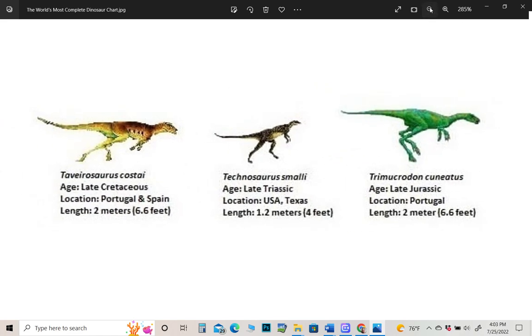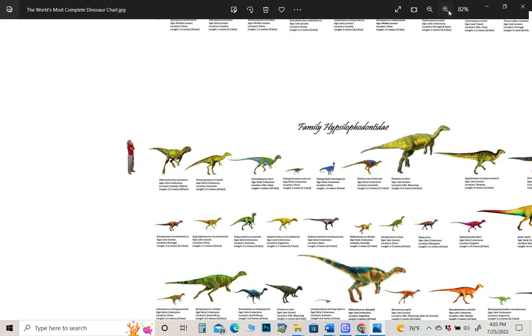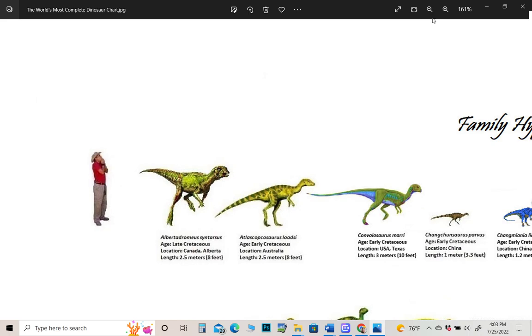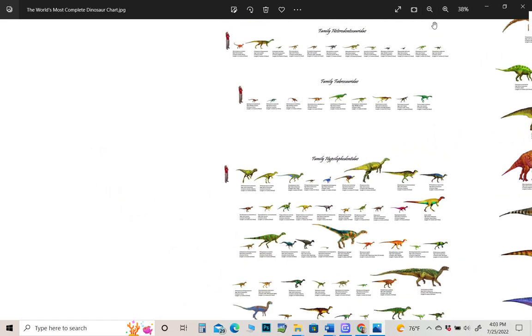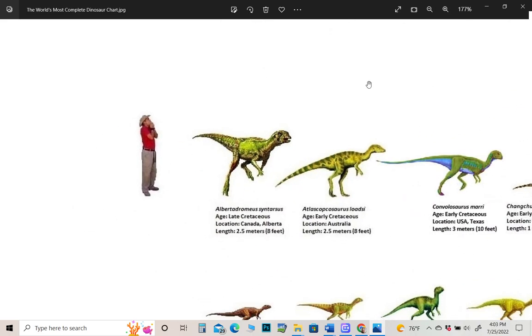Trimucrodon, and then we have the Hypsilophodonts, which are actually a grouping of 3 different families of kind of basal ornithopods: the Hypsilophodonts, the Parksosaurs, and the Dryosaurs, which merged into the Iguanodont family later on.